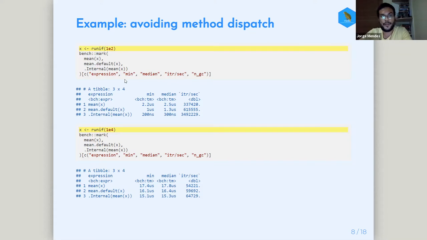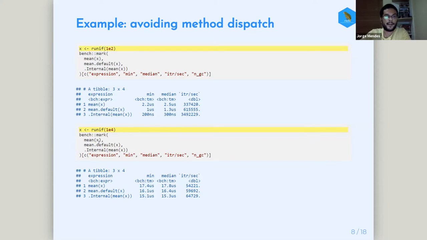We can try these three, and you can see that every time we have some gain in speed, at least for a small vector. If we have a big vector, the difference in speed is not very large, because method dispatch only happens once. It doesn't take a lot of time, so the gain doesn't grow with the object.